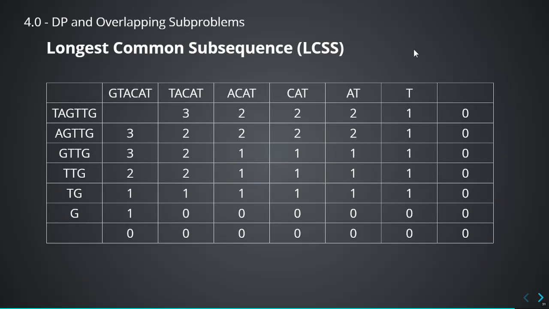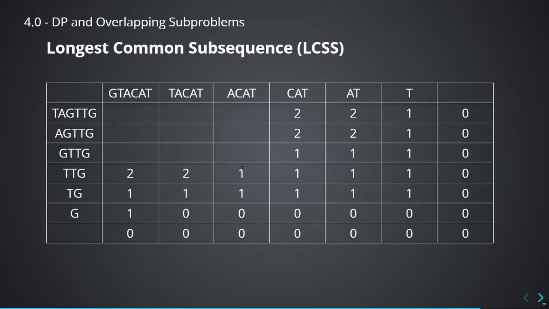For example, where can we find a good example here? How about this cell here? So this corresponds to ACAT and GTTG. Okay, so the first characters are A and G. Well, A doesn't match with G, right? So you're not going to get a match from that character. So now, what do I do? Well, I have two options. I'm going to remove G, or I'm going to remove A.